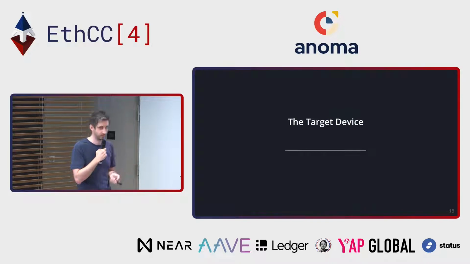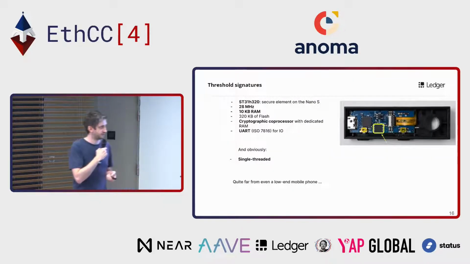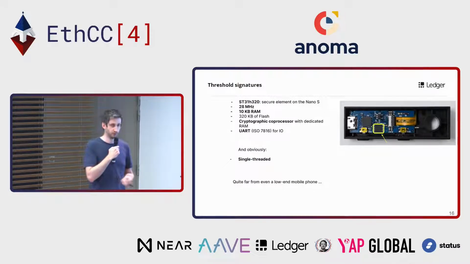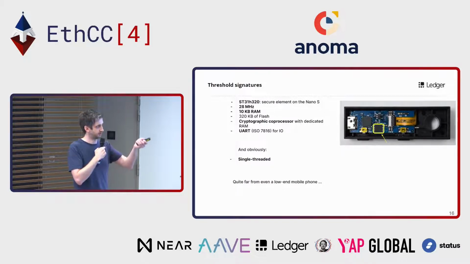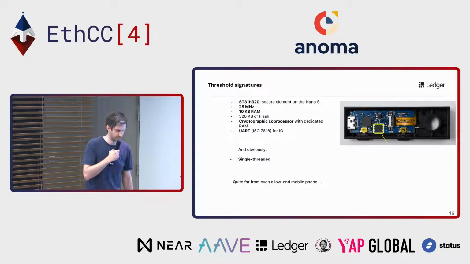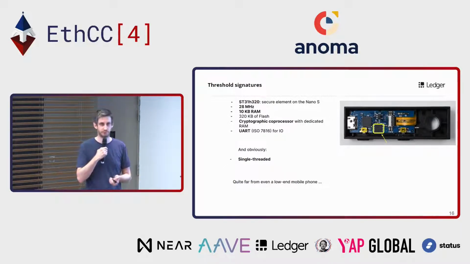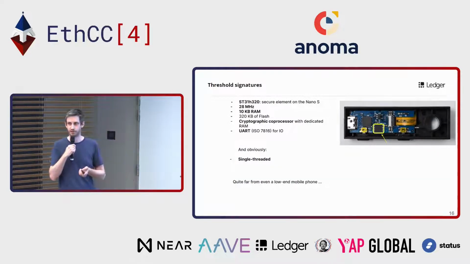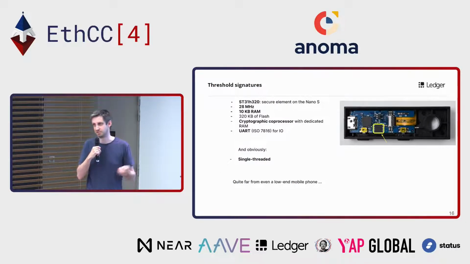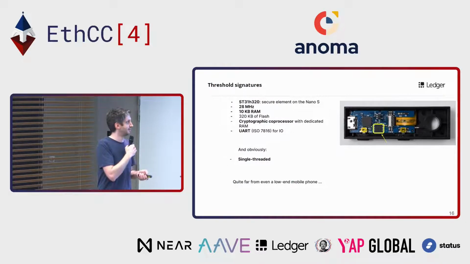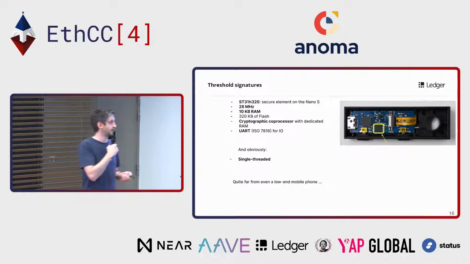So I'm going to switch now to our target. This is the Ledger Nano S, open, of course. You can see the secure element in the yellow box. That's an ST31H320. The CPU runs at 28 megahertz, which, if you need a point of reference, is twice as fast as a Game Boy Advance CPU. It's not a good reference, but it's got 10 kilobytes of RAM, which is not much.